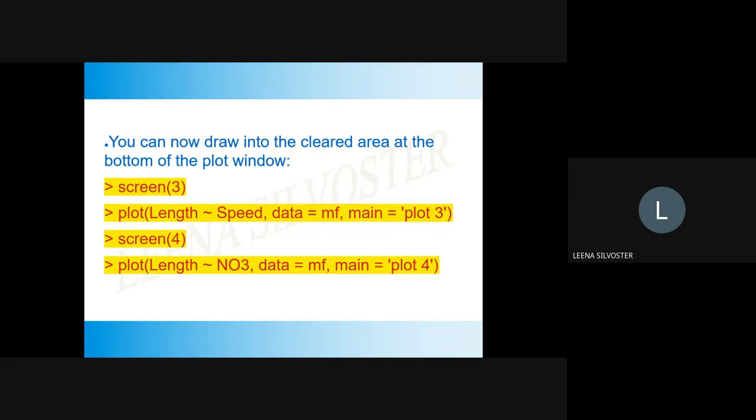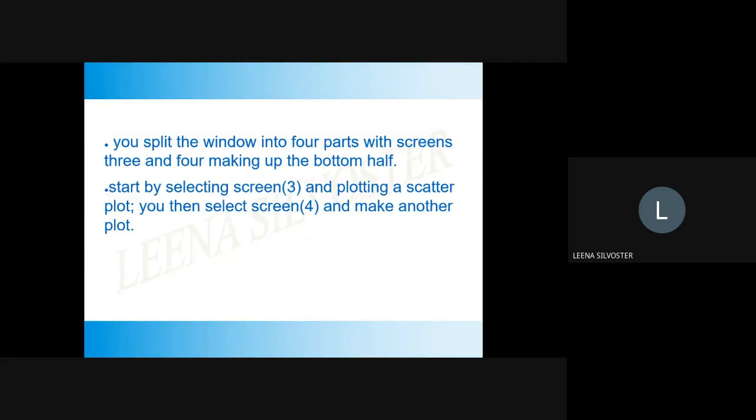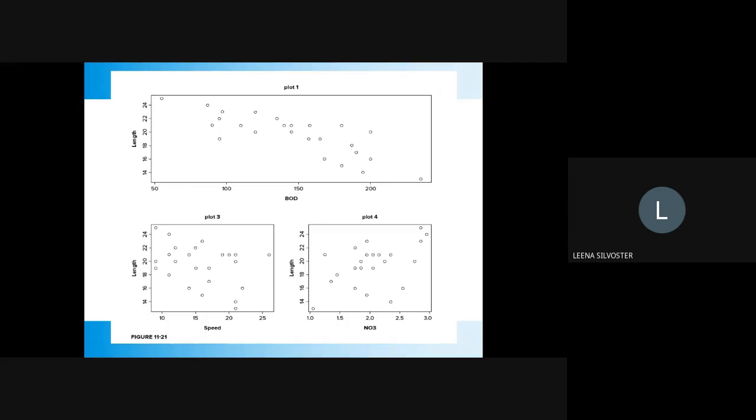Now suppose you want to draw into the cleared area at the bottom of the plot. That means we cleared screen 3 and screen 4. So now we can plot using screen of 3 and screen of 4. Previously, we had only plotted two screens and the other screens are plotted here. So in the next graph, the screen is split into four: first plot, third plot and fourth plot.